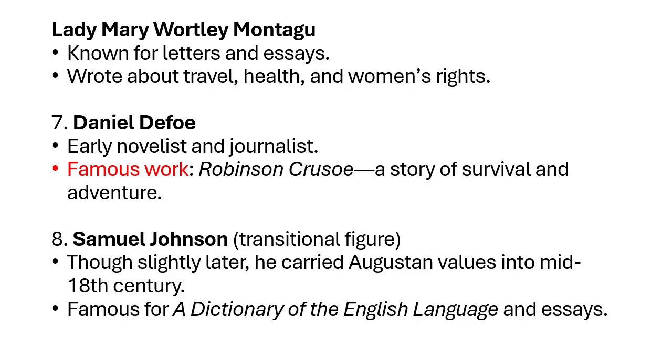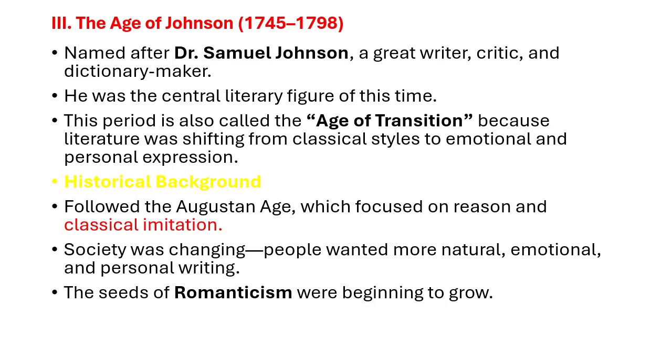Lastly, the Age of Johnson. It is named after Dr. Samuel Johnson, a great writer, critic, and dictionary maker. He was the central literary figure of this time. This period is also called the age of transition because literature was shifting from classical styles to emotional and personal expression. After this, we can see about romanticism.